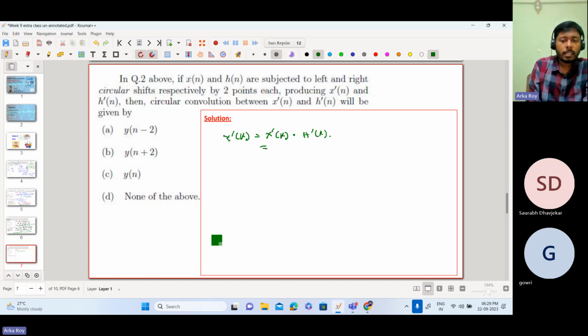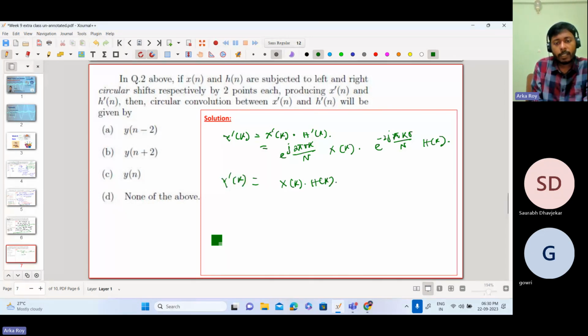So over here, if I replace the corresponding representation, it will be e to the power j2πrk by N multiplied with X[k], and here it will be e to the power minus j2πkr by N followed by H[k]. So these two will cancel each other. So it will be X[k] multiplied with H[k]. So this was y'[k].